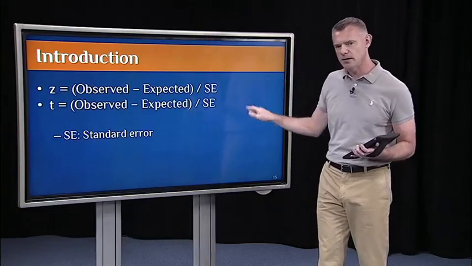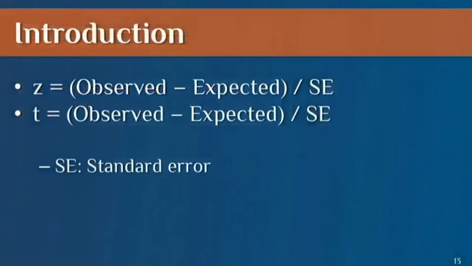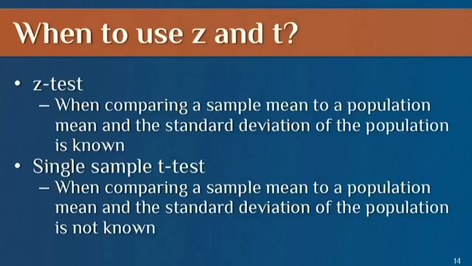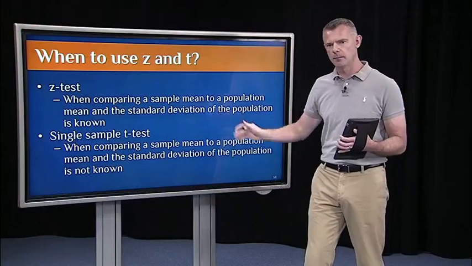In each case, Z or T, the test statistic is going to be some observed value, what we actually observed in our sample, minus an expected value, relative to standard error. So when will you use Z and T? As I said, the Z-test is actually pretty rare because we only use the Z-test when we're comparing a sample mean to a population mean and we know the population's standard deviation. So as I've been saying throughout the course, we typically don't know the population parameters. That's why we sample and we deal with sampling error and all of that. So this is a rare instance that we would know those values about the population. So I'm not going to spend a lot of time on that.